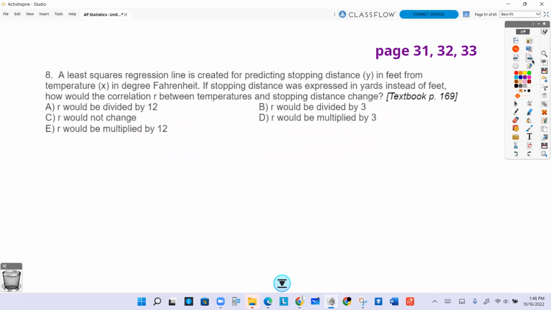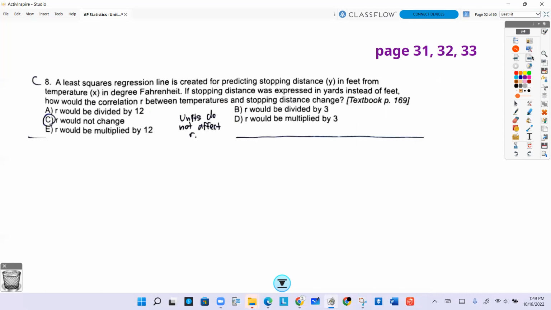Number 8, a least squares regression line is created for predicting stopping distance Y in feet from temperature X in degrees Fahrenheit. If stopping distance was expressed in yards instead of feet, how would the correlation R between temperature and stopping distance change? Well, remember, R doesn't have a unit. So trying to convert the units on your variables isn't going to change the strength of the relationship. So it's going to be C. Units do not affect R at all. Switching X and Y doesn't affect R. It affects the slope, but it doesn't affect R.